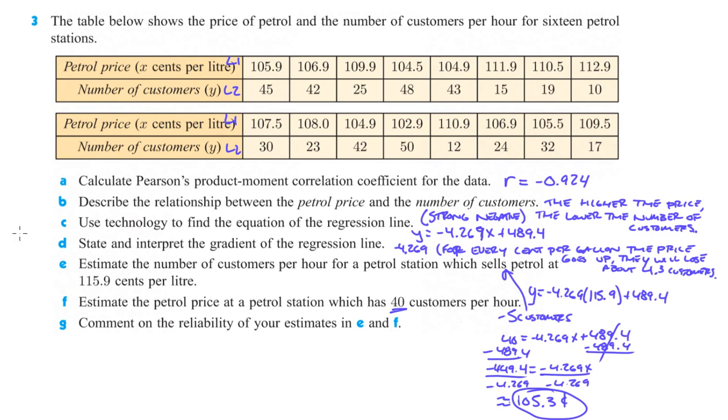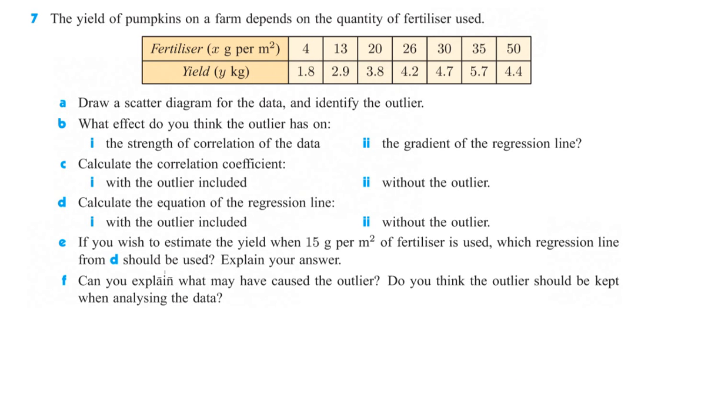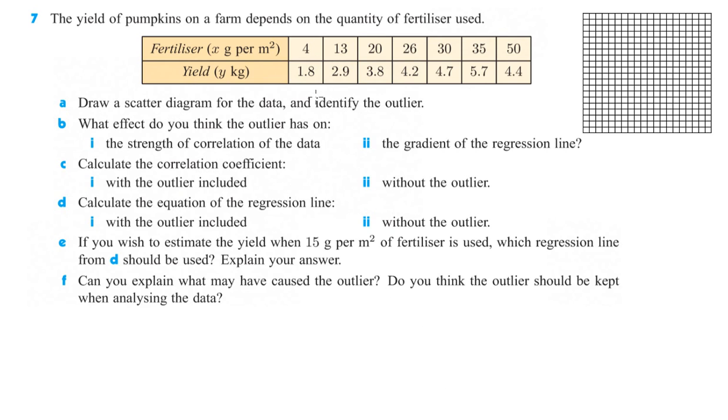All right. Last one, number 7. The yield of pumpkins on a farm depends on the quality of fertilizer used. Draw a scatter diagram for the data and identify the outlier. So we'll do a scatter plot for this, and then we're going to do all this other stuff here. On this one, we've got to find the low and the high. Low 1.8, high is 5.7, low is 4, and the high is 50 for the X.